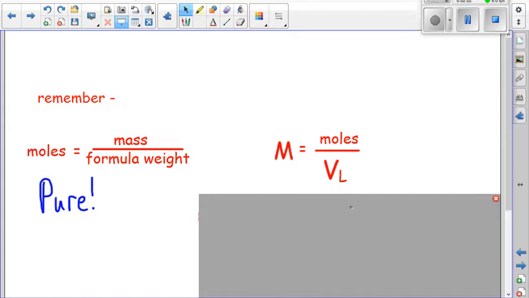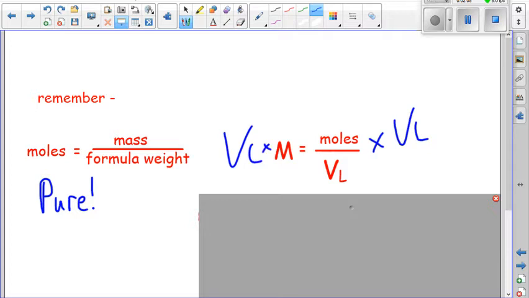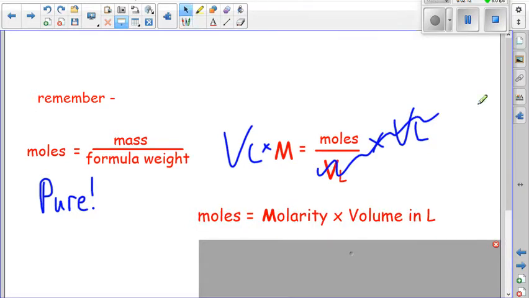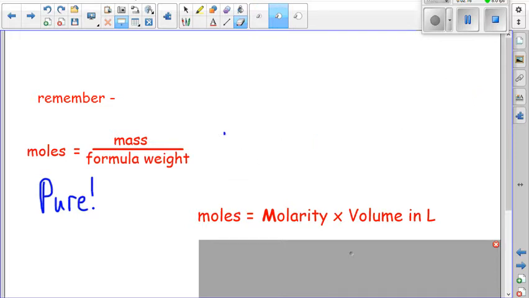But now, of course, you can rearrange this equation. You multiply both sides by the volume in liters, and you end up with this guy. Moles equals molarity times volume. Okay. So some people are like, Mr. Fletcher, I get you. Where did that go? It's gone. That just disappeared.